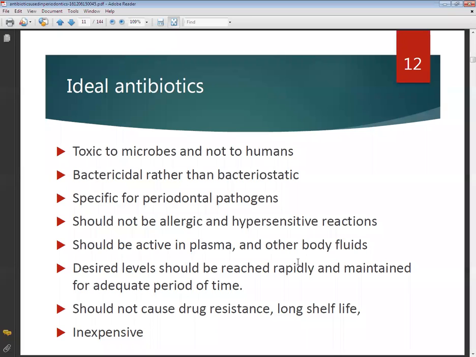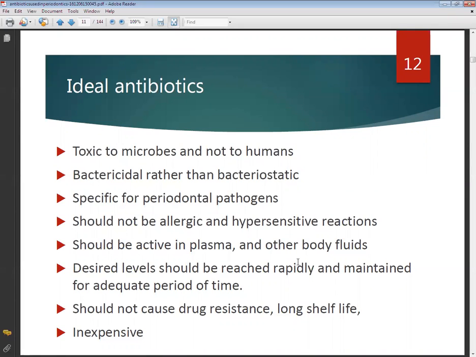Periodontal pathogens usually are divided into three complexes: red complex, green complex, orange complex. So whatever periodontal pathogens are there, this antibiotic should be specific for your specific pathogen. It should not be allergic and it should not be hypersensitive. Hypersensitivity reaction should not be produced by any systemic antibiotics.